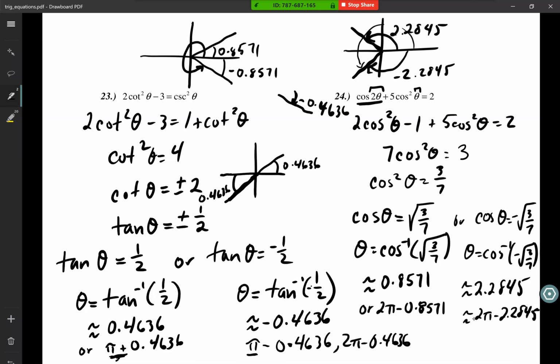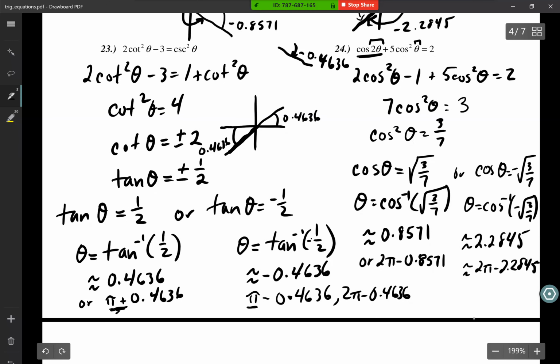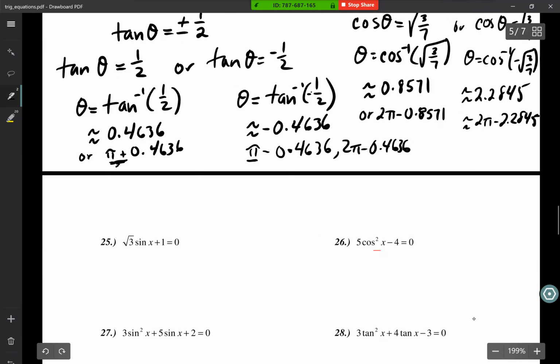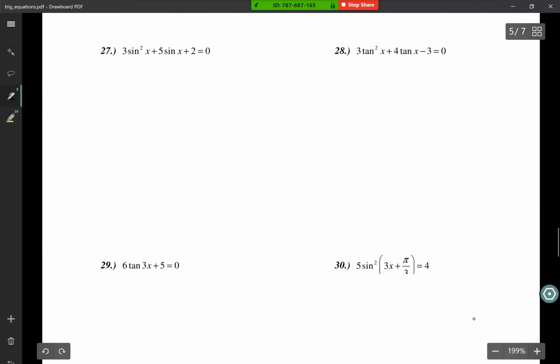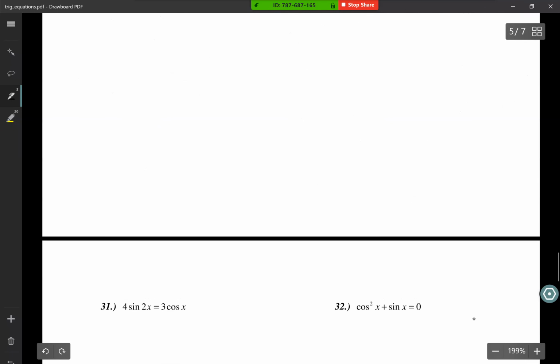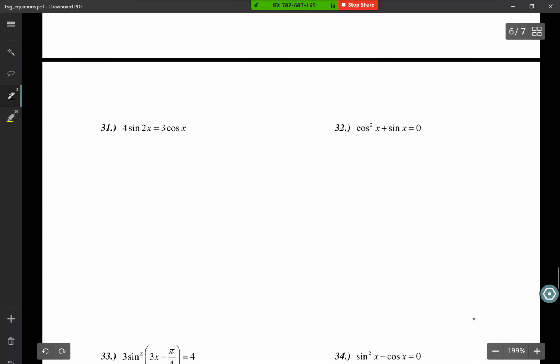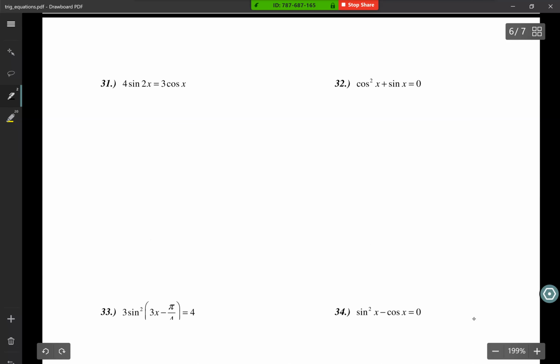All right, questions on that one at all? So that one had a couple of different things that we wanted to illustrate. We had replacing the cosine of 2 theta with 2 cosine squared theta minus 1 to start with, and then also using our calculator to find the solutions from 0 to 2 pi. Let's see if I can find another one here with an identity. Let's look at 31 here.